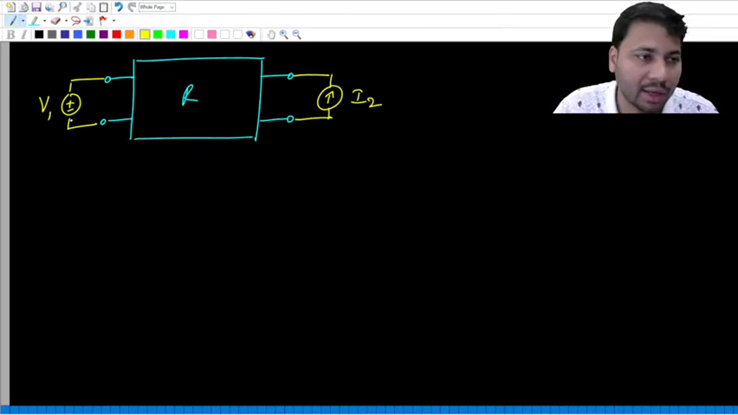You can also do it in another way. You can connect a current source at port 1, and you can connect a voltage source at port 2. That is also one way to connect different sources at both the ports.